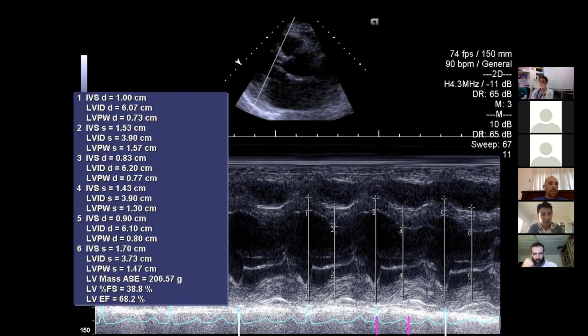So this is the Teichholz corrected formula using fractional shortening. What are the problems with that measurement? Well, it's only one dimensional, so it doesn't account for other values in a three-dimensional structure.